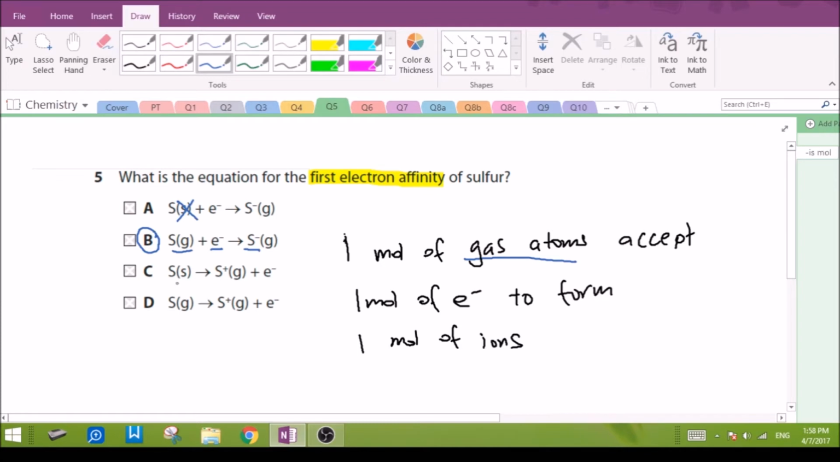For C, the electron is on the other side. Actually, it means that it loses an electron. So sulfur solid here loses an electron, and the sulfur gas here also loses an electron. So that's not what we want.